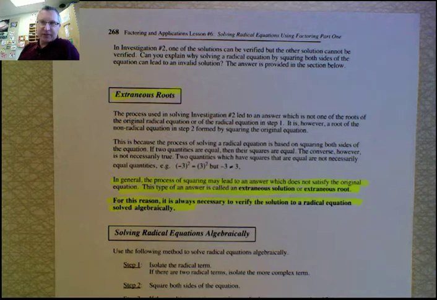Is the sadistic Mr. Kaminsky going to put questions on your quizzes and unit exams that require you to check? Absolutely. You're going to get questions where you will calculate two answers, one of them doesn't work, or maybe both of them don't work. So if you don't check your answers, you don't verify them, you're going to get tripped up.